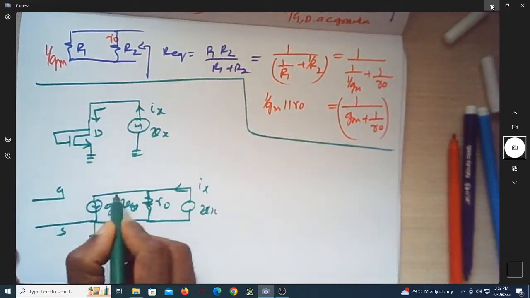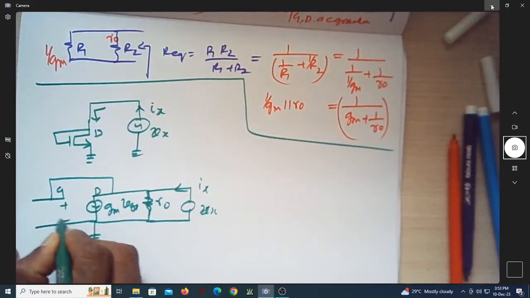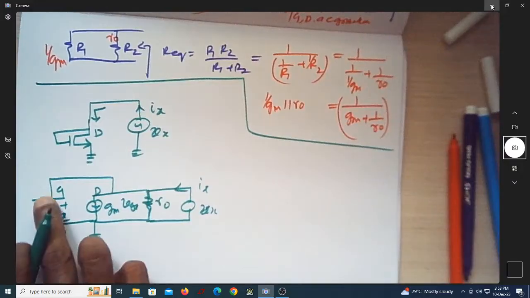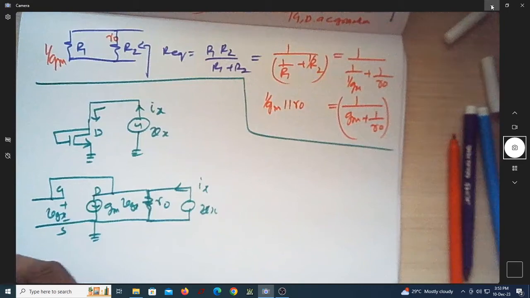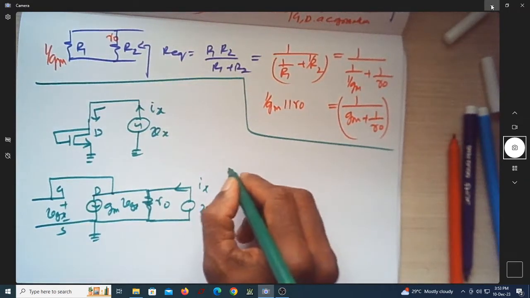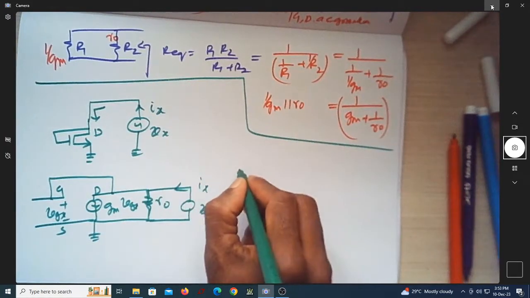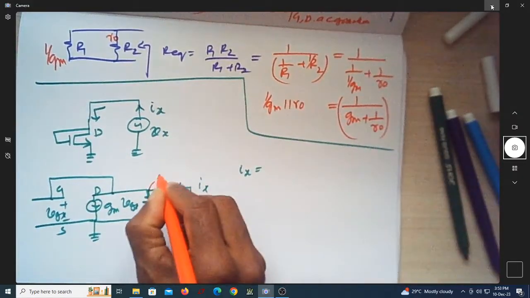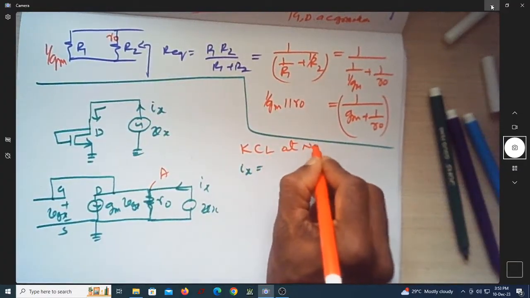You can see gate is shorted with drain. Shall I short this and this? This is plus minus VGS. This is that extra connection. Now shall we find what is Ix? Again, to this node A, write KCL at node A.